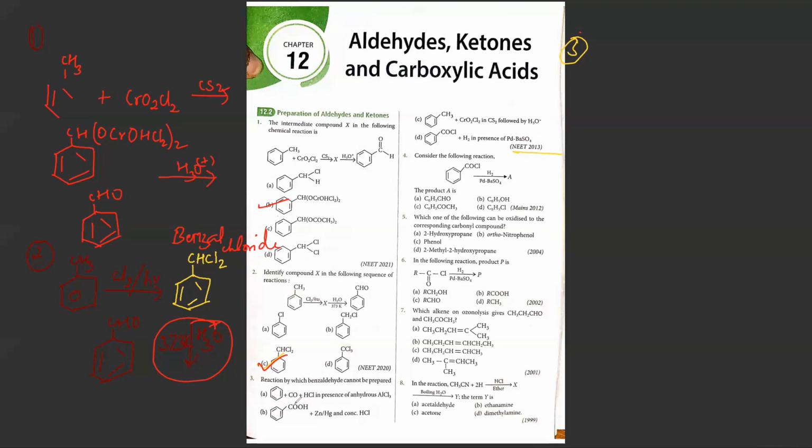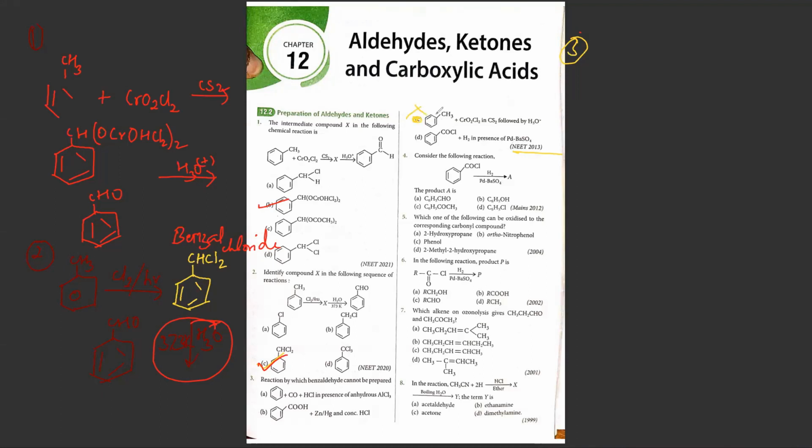First is benzene reacting with carbon monoxide plus hydrochloric acid in the presence of anhydrous AlCl3. Then benzoic acid plus zinc Hg and concentrated HCl. Then the third one is toluene plus CrO2Cl2 in CS2 followed by hydrolysis. And then the acid chloride, benzoyl chloride, is taken plus H2 in the presence of palladium and barium sulfate.